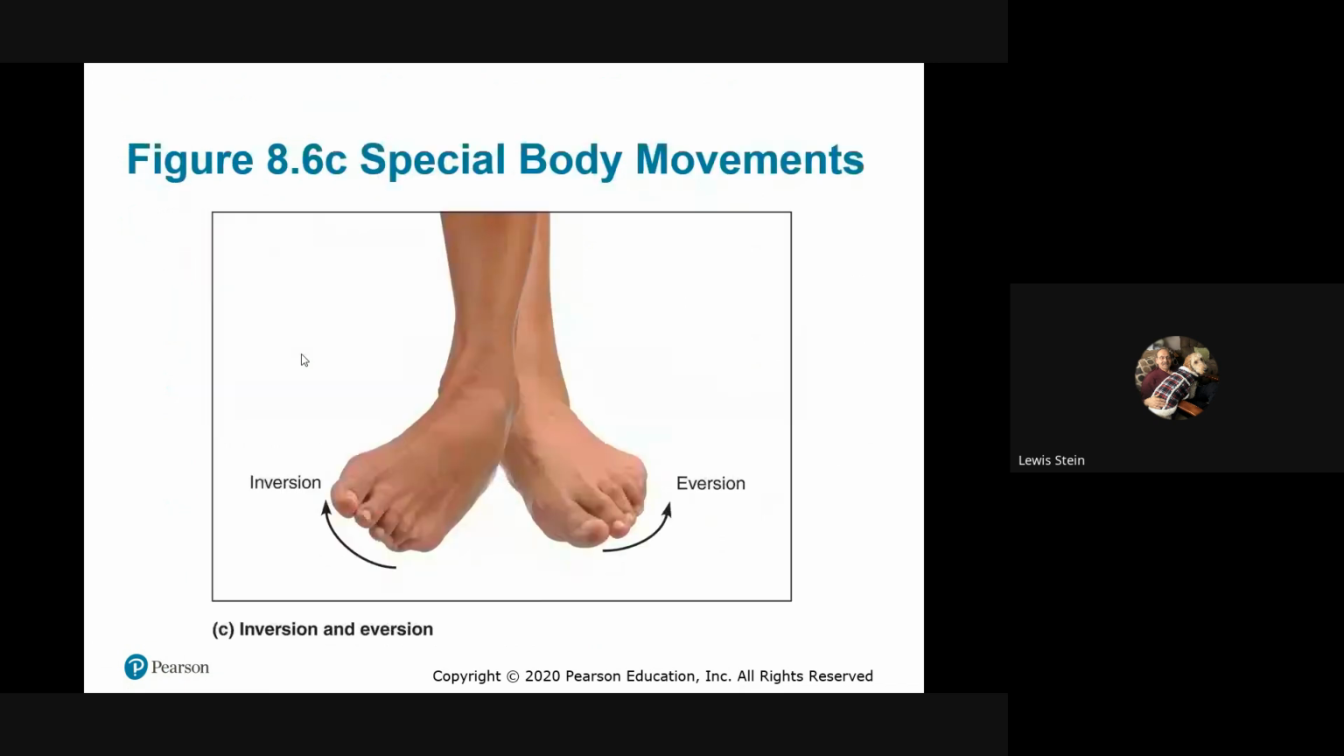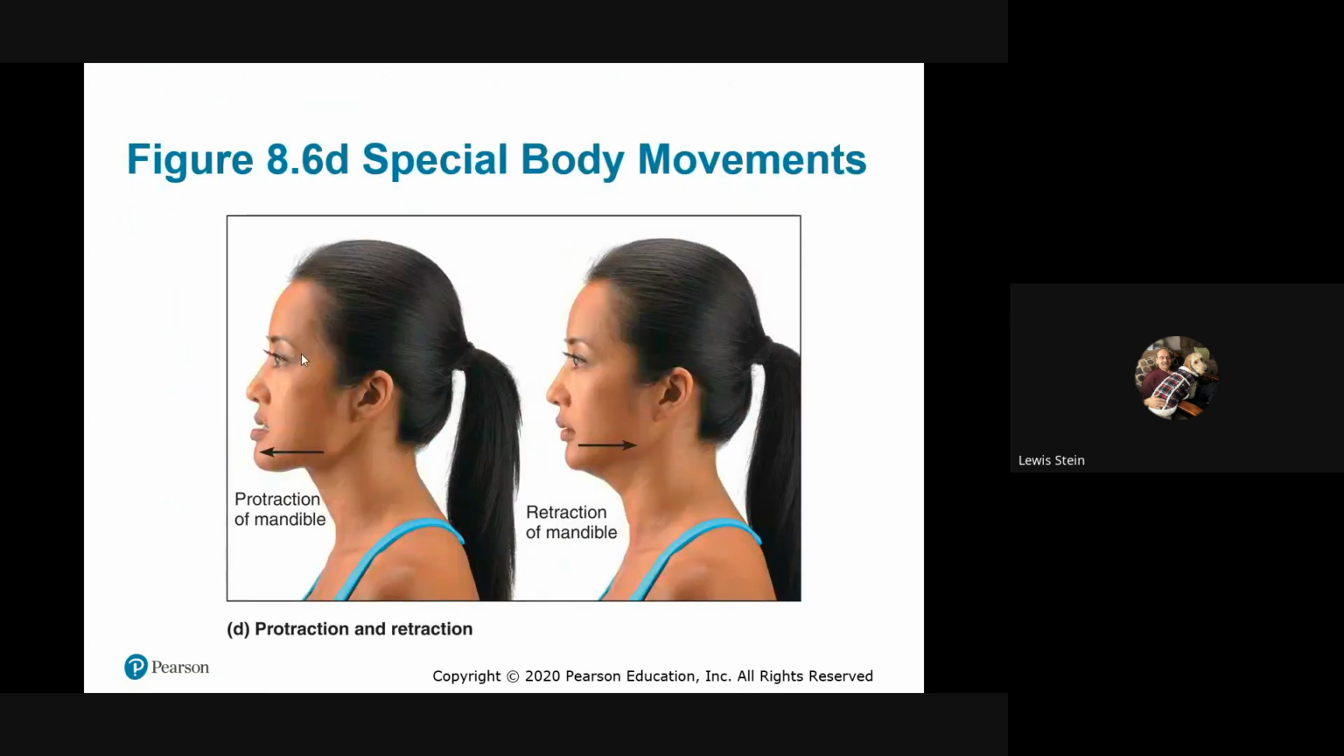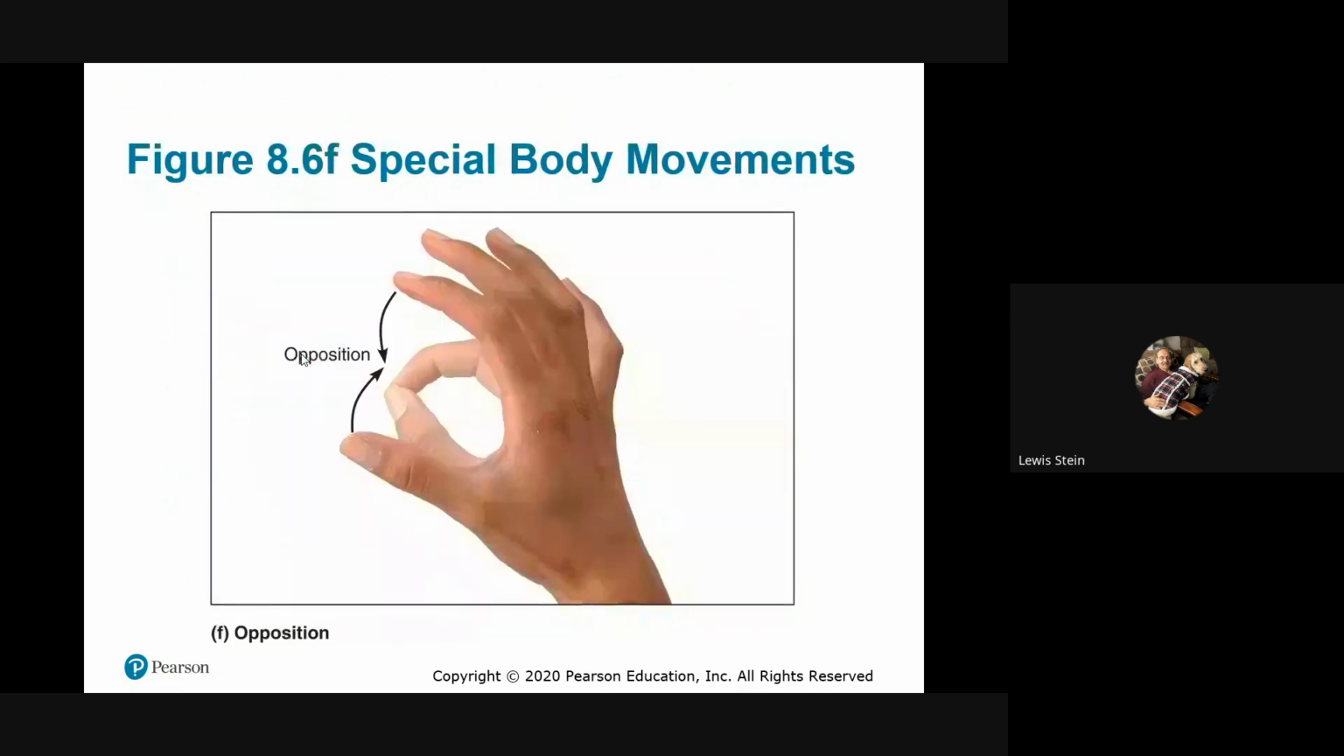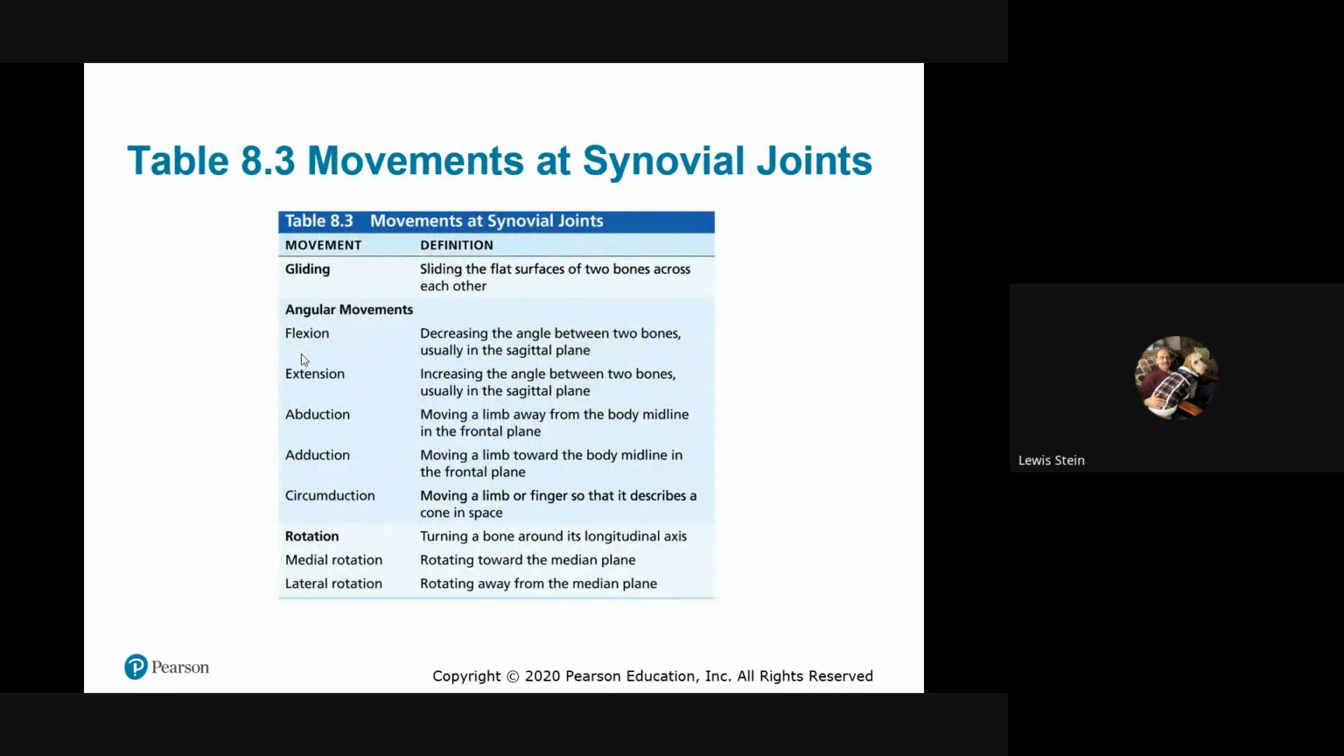And the jaw: protraction and retraction. Elevation, depression, opposition of the thumb. And so on.